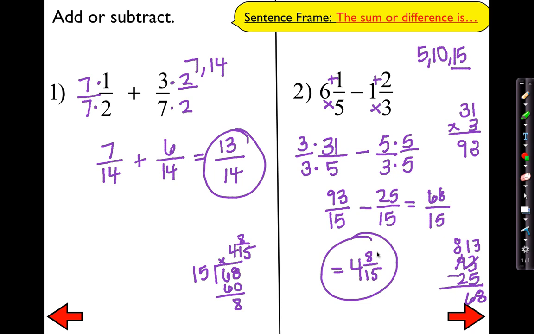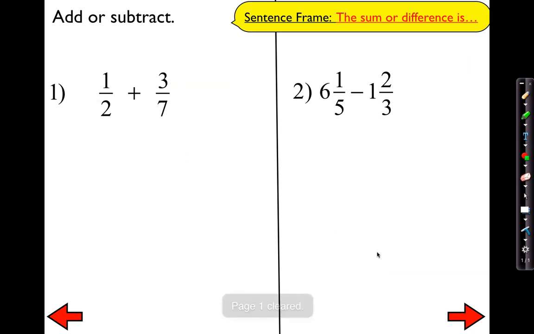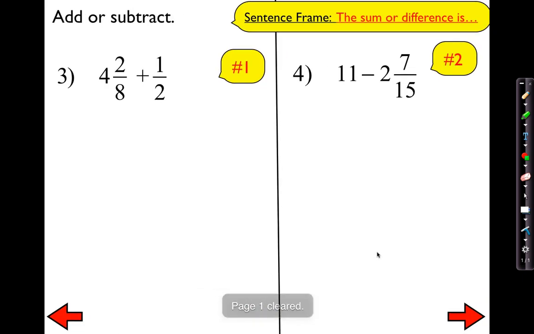So hopefully after these couple of examples, you got the idea now, and you can go ahead and try number 3 and 4 on your own. Let's go ahead and check to see how well we did.